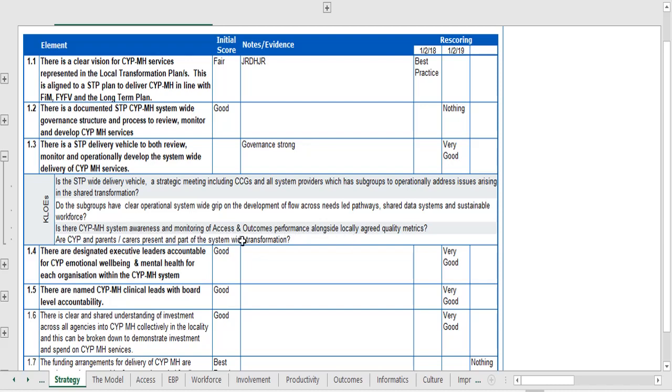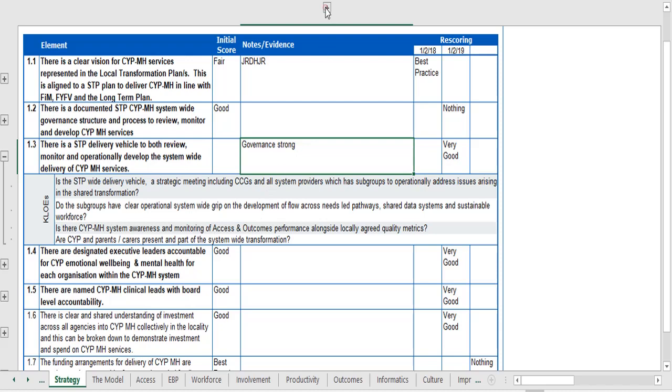And are parents and carers represented as part of this system-wide transformation? So I've added in a word, I've put governance strong there, so that may be something that you might want to think about. You might say that's where we feel we're quite comfortable with that. But then you might think, well, we haven't got parents and children and young people present, so that's an improvement area we'd like to develop.